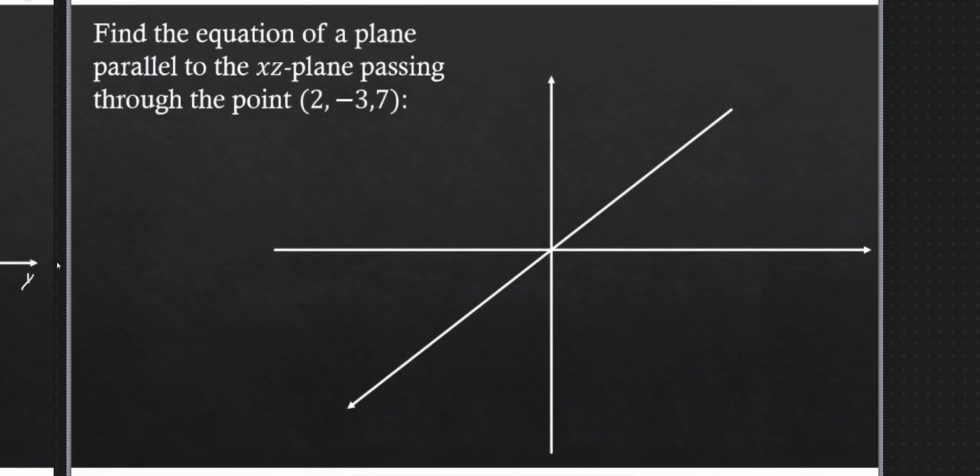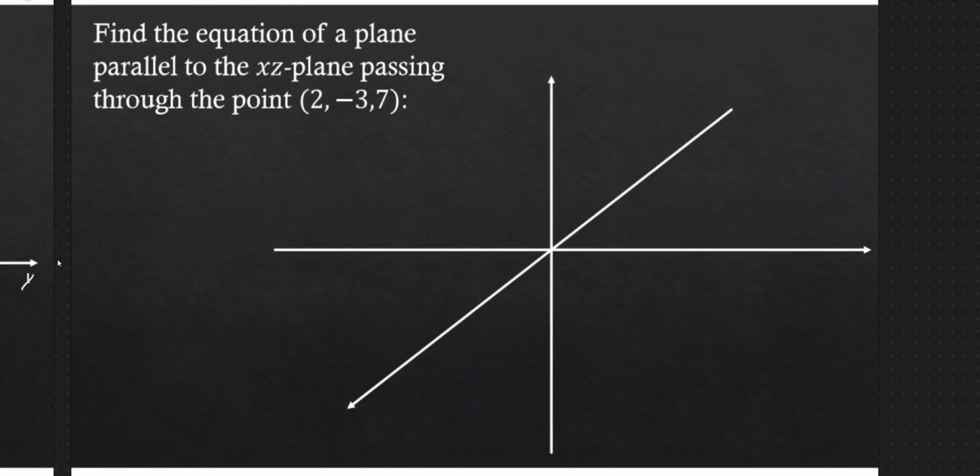So a quick problem we'll try here is: find the equation of a plane parallel to the xz plane, but passing through the point (2, -3, 7). Ooh, okay, so that might sound like a tall order right now. It's not going to be that bad, though, I promise. Just bear with me. So the xz plane, that's this one.